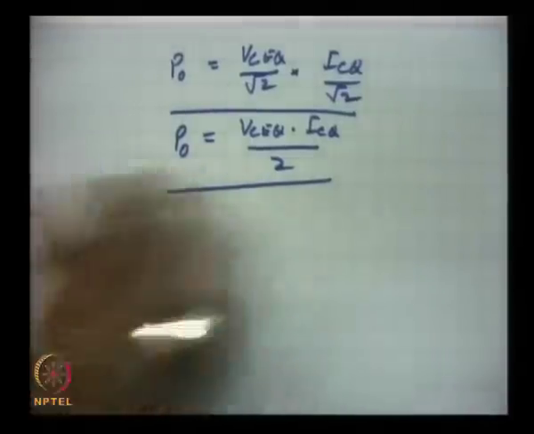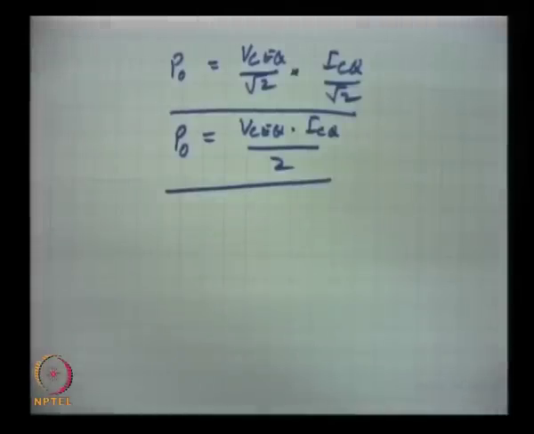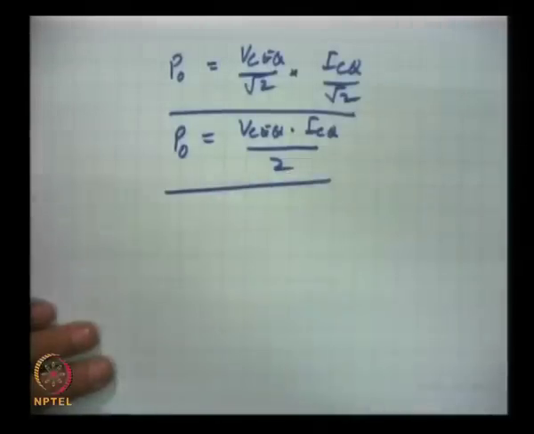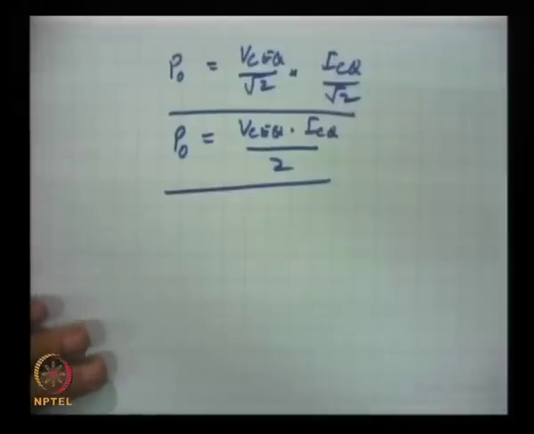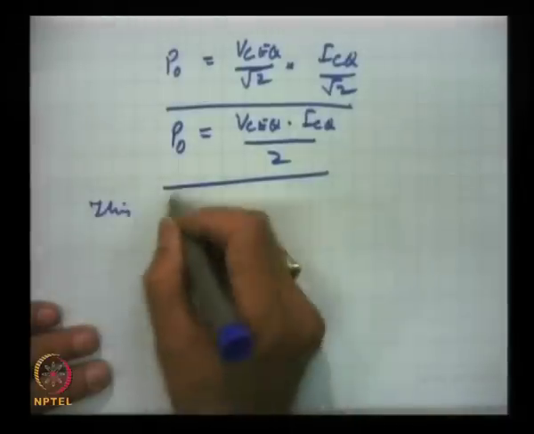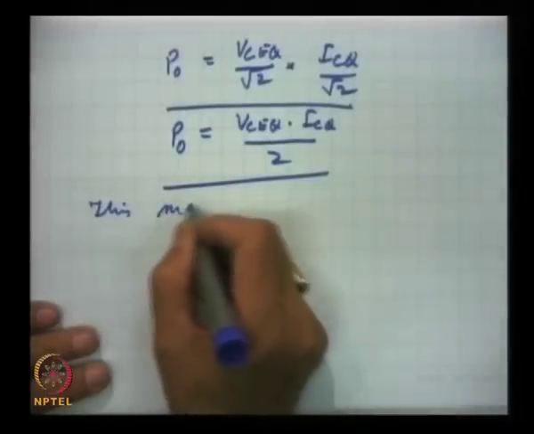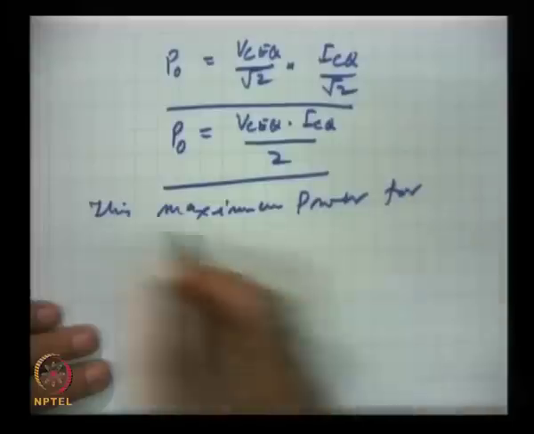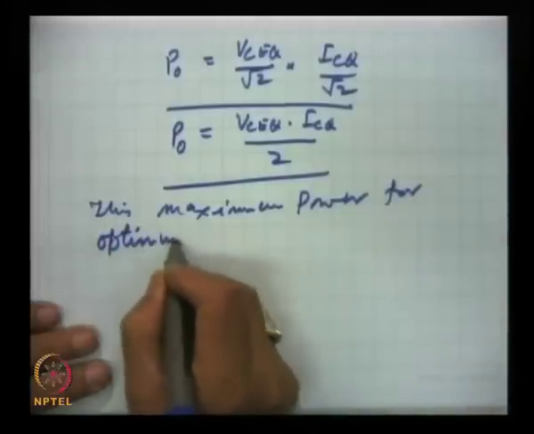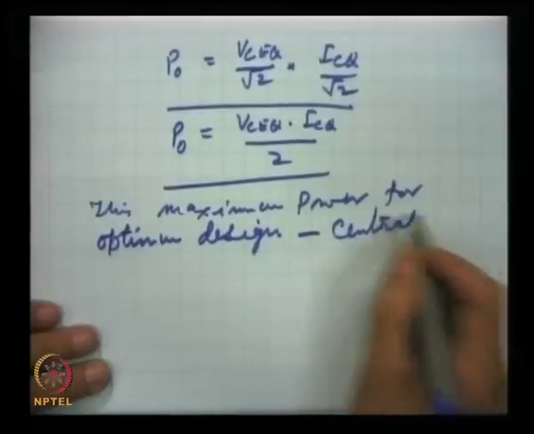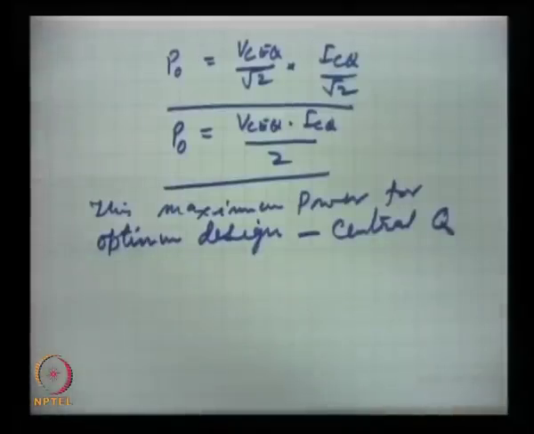So this expression we have to keep in mind, and remember that we have derived it for the central Q, when the whole active region of the characteristics is being used. So this is the maximum output power for optimum amplifier design, that means central Q and swing in the whole region.